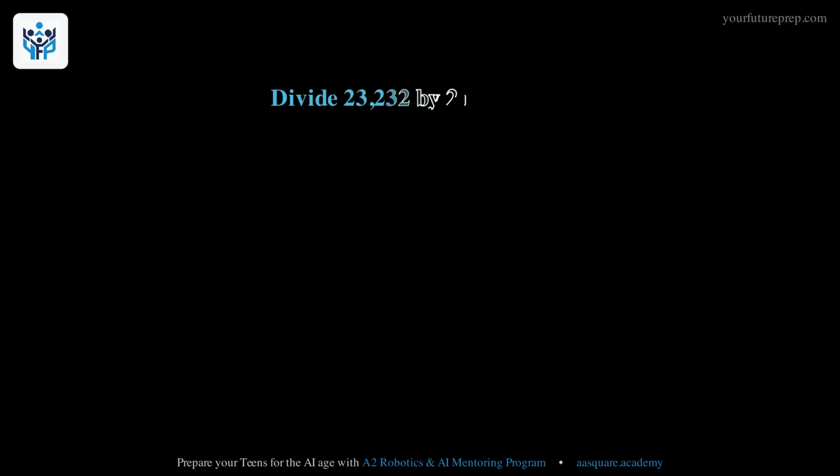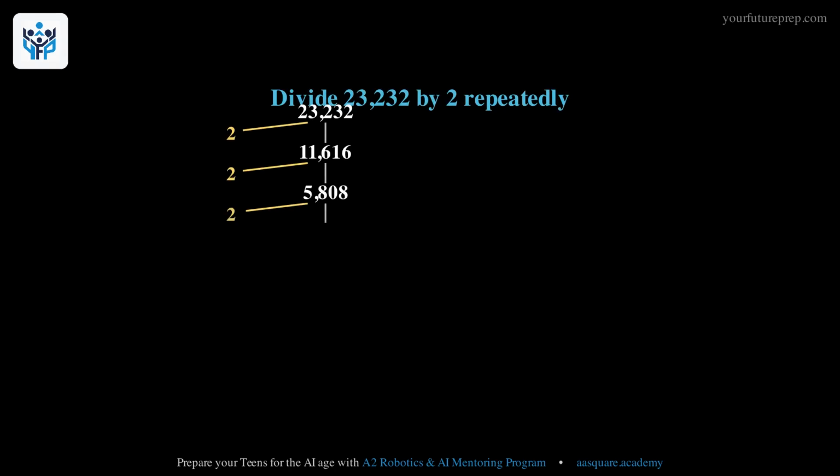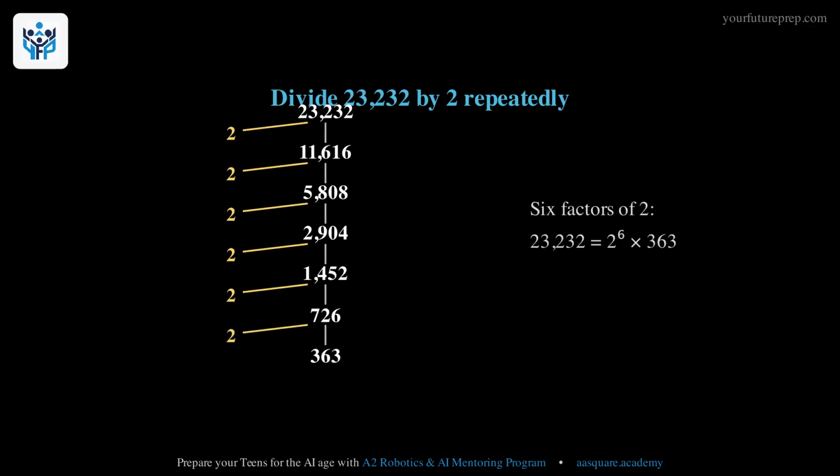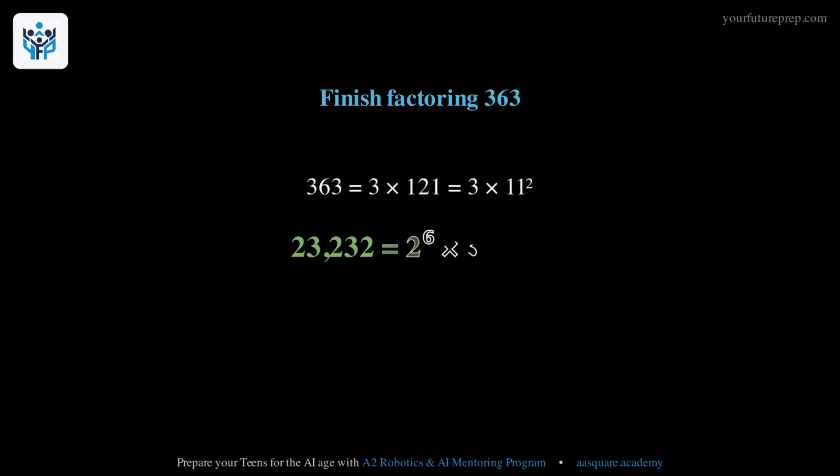To count the factors, we first find the prime factorization. 23,232 is even, so we keep dividing by 2. Pulling out 6 2's leaves 363. So the number is 2 to the 6th times 363. Now factor 363. It is 3 times 121. And 121 is 11 squared. Putting it together, the number equals 2 to the 6th times 3 times 11 squared.